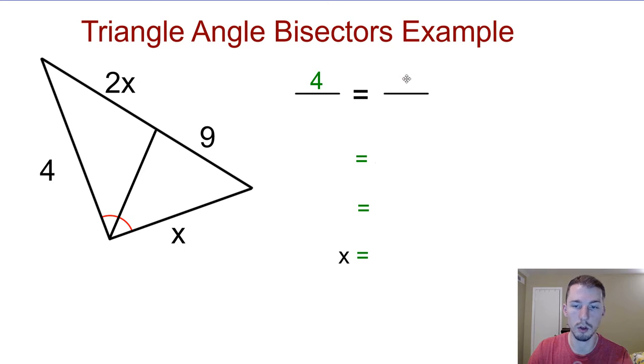So I'm doing 4 goes to x, just as 2x goes to 9. And on this one, we could reduce it if we wanted to, because 4 divided by 2 is just going to be 2. But I'm going to leave it unreduced just for here. So 2x times x, x times x is x squared, so it's 2x squared is equal to 4 times 9, which is going to be 36. Oh my gosh, what do we do with an exponent?